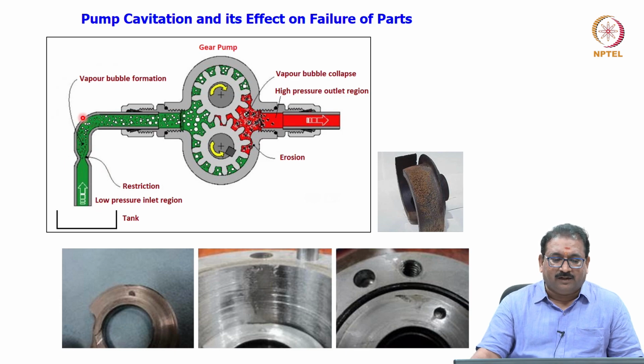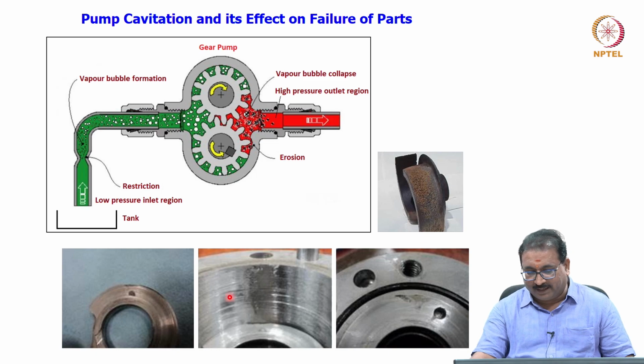At the inlet side, the low pressure region, what happens? Vapor bubbles will start and they will grow. When they reach the higher velocity outlet side, they will impact and make pitting damage on the various parts. This will be severe if you do not take care to overcome the cavitation. These are the failure parts.